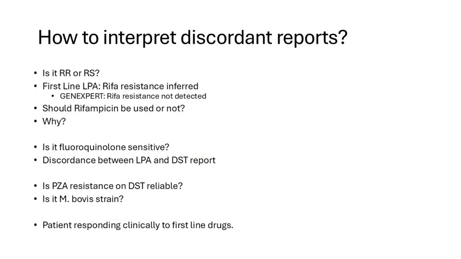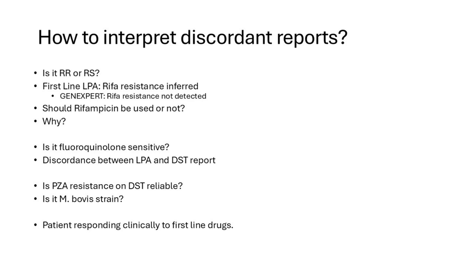So how do we interpret these discordant reports? Is it Reepa resistant or is it Reepa sensitive? Why are we asking this question? Because we want to know whether it is MDR or not. Our first-line LPA has shown Reepa resistance inferred. Genexpert has shown Reepa resistance not detected. So, should rifampicin be used or not?